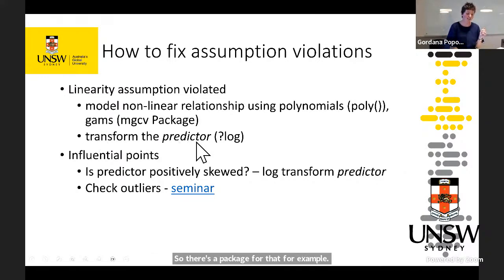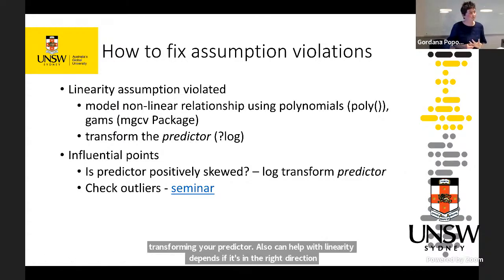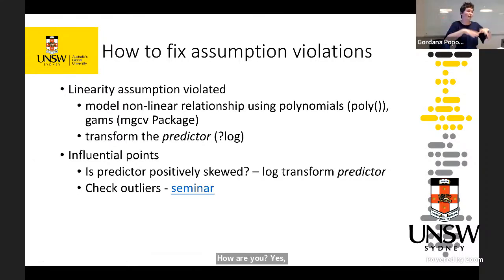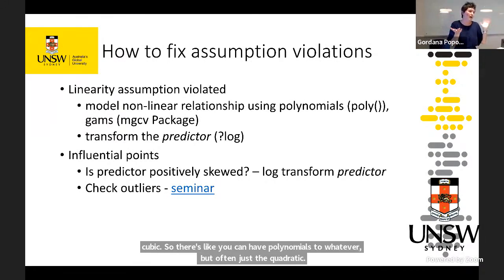Sometimes transforming your predictor also can help with linearity. It depends if it's in the right direction. Christina says, orthogonal polynomial or x to the power 2. Yes, polynomial is like a quadratic or a cubic. You can have polynomials to whatever degree, but often just a quadratic. If you just have a U shape, then the quadratic would usually fit that, and that solves the problem.